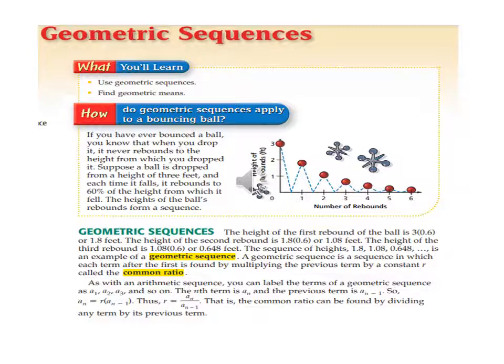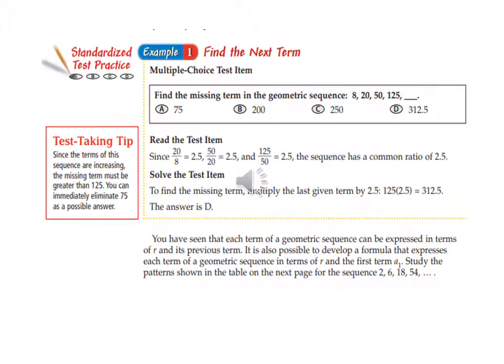What is the meaning of geometric sequence? What is r, the common ratio, in a geometric sequence? What is the nth term in the geometric sequence? Example number 1. Find the missing term in this geometric sequence: 8, 20, 50, 125.